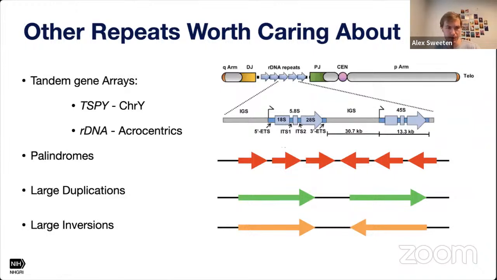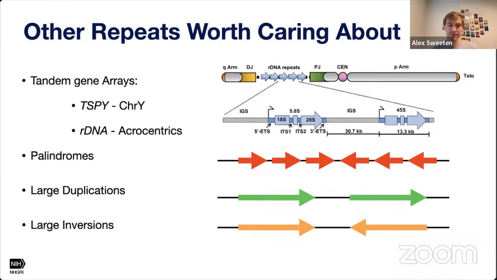Some other repeats are worth caring about. We have tandem gene arrays. These don't necessarily fit the classification of a satellite because they are genes, but they are tandemly repeating, and thus we can see them with ModDotPlot, so they are worth talking about. Some examples are the TSPY gene array in chromosome Y. This is responsible for certain male sex characteristics, as well as rDNA in the acrocentric chromosomes. So this is chromosome 13, 14, 15, 21, and 22 in humans. This is necessary for life. We need rDNA to get our RNA.